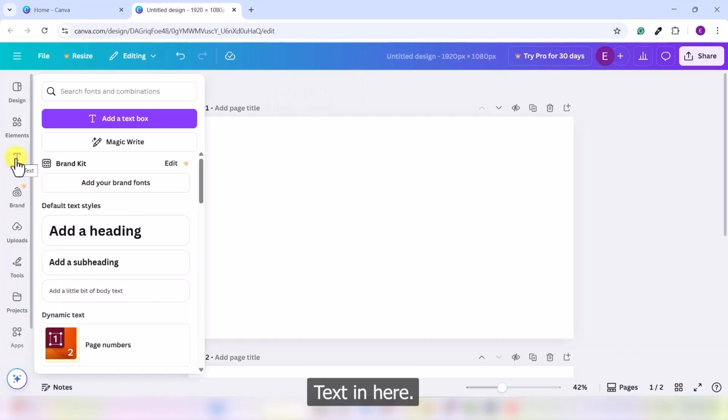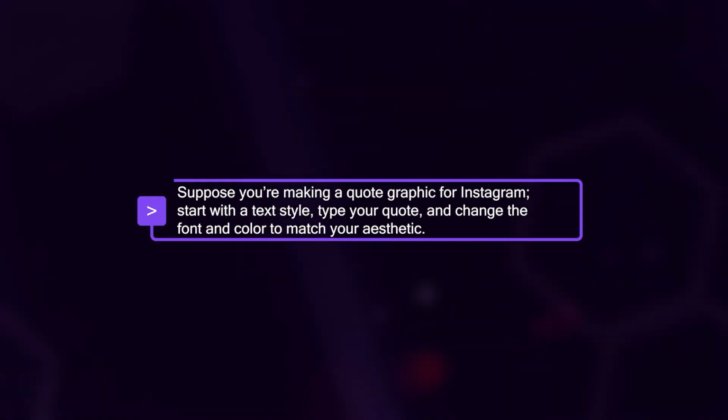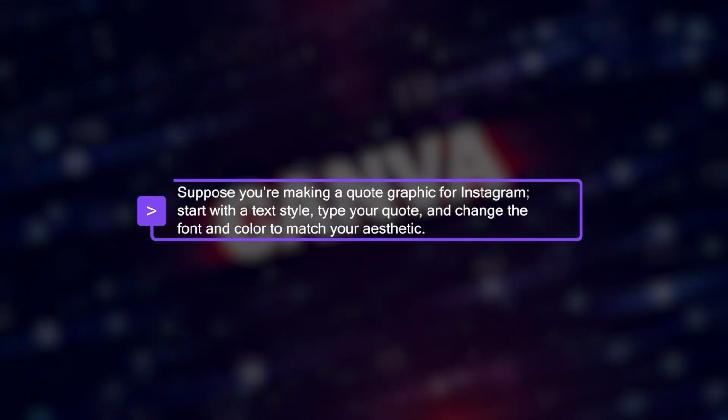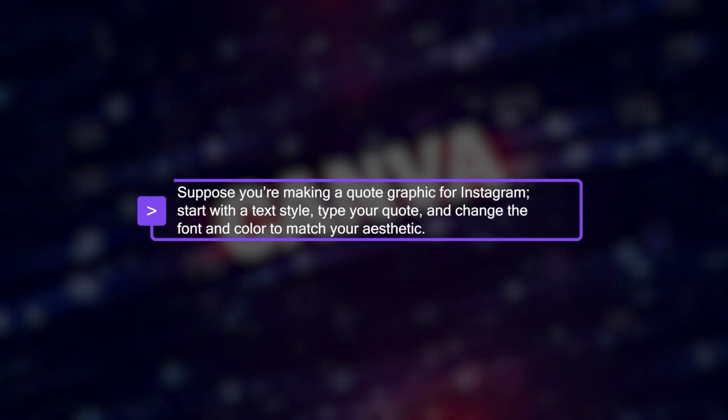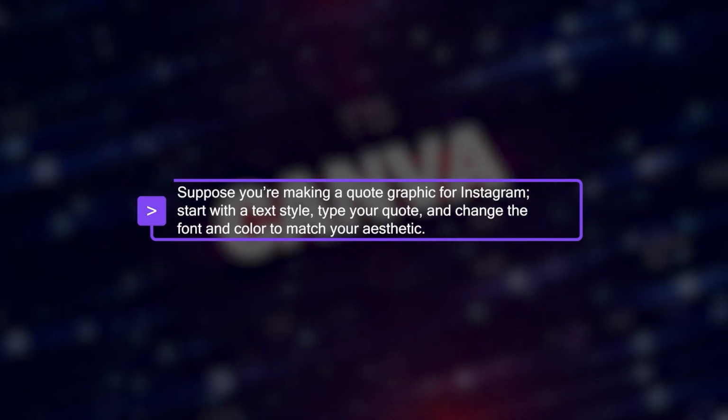Text, in here. You will use this section often. It gives you quick options for adding headings, subheadings, or basic body text. Canva also includes text styles like quotes or title banners that you can drop in and edit. Suppose you are making a quote graphic for Instagram. Start with the text style, type your quote, and change the font and color to match your aesthetic.